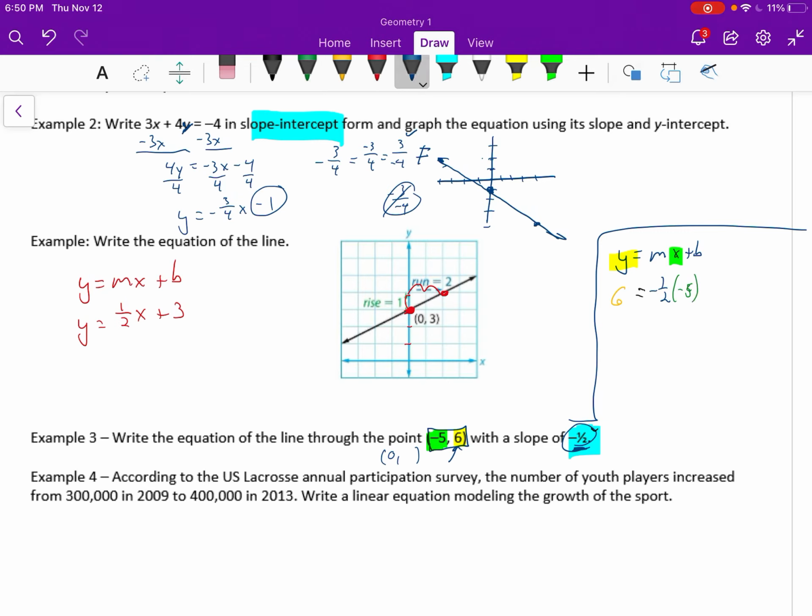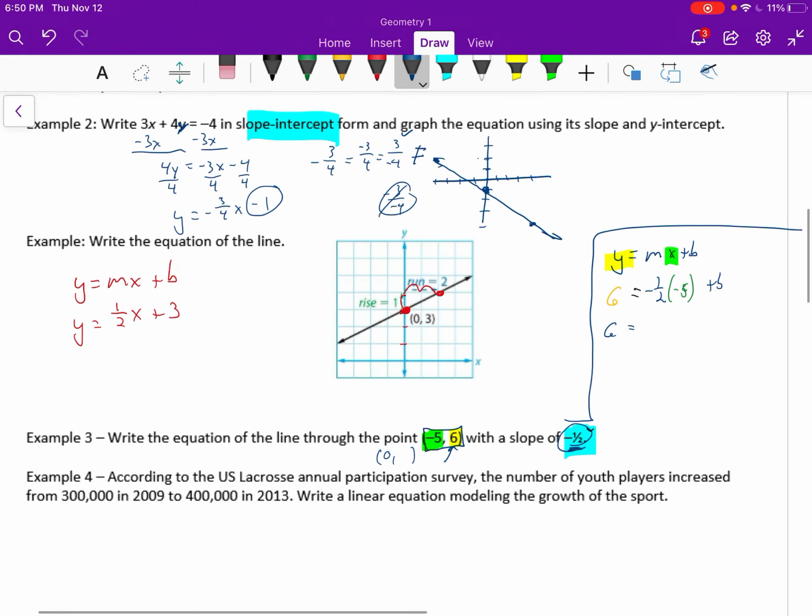And then plus b, and then we'll be able to solve for b. So we have 6 equals 5/2. Negative times a positive is negative, so negative 5/2 plus b. 5/2 is 2.5, which might make it a little easier. Subtract 2.5 from both sides, and we get 3.5. Now we have our slope and our y-intercept, so the equation of the line is y equals negative 1/2, the slope, times x plus 3.5.